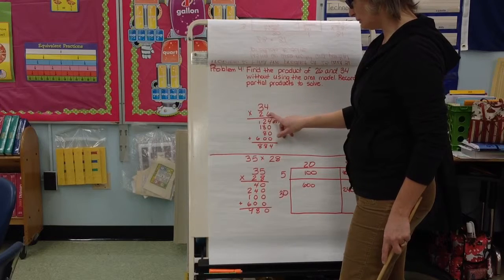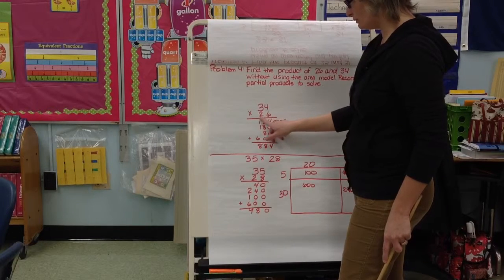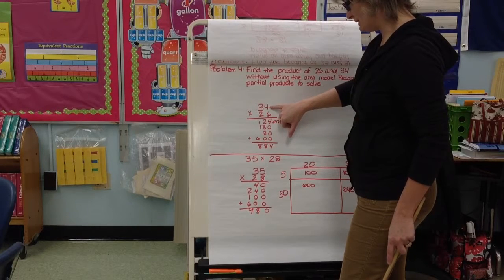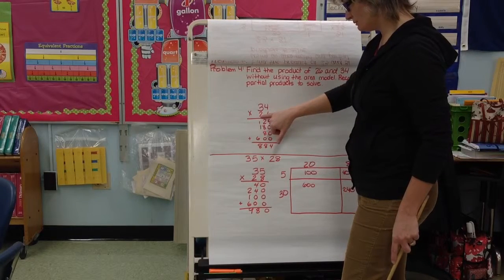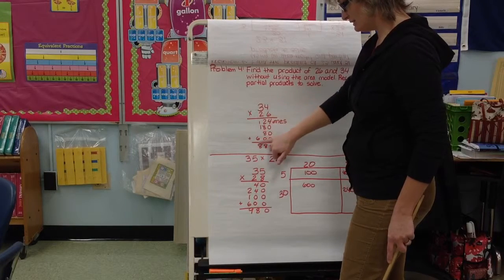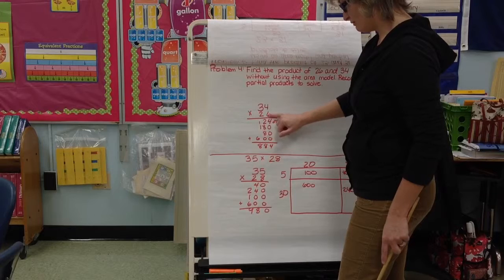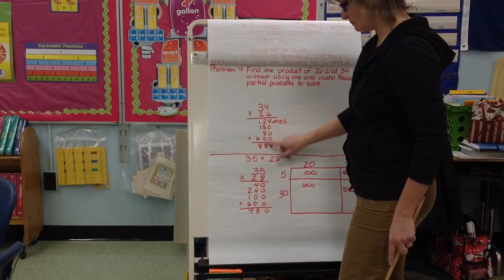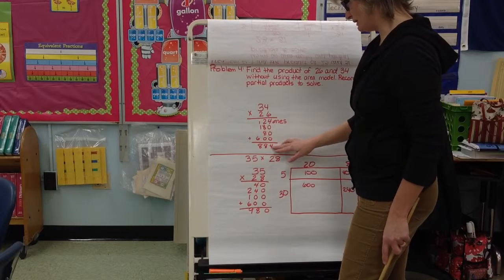Now we've multiplied in the ones. Now we're going to multiply by the tens. 2 tens times 4 is 80. 2 tens times 3 tens is 600. So I've gone through and I've multiplied by each. Then I'm able to add all of these up, and I get 884.